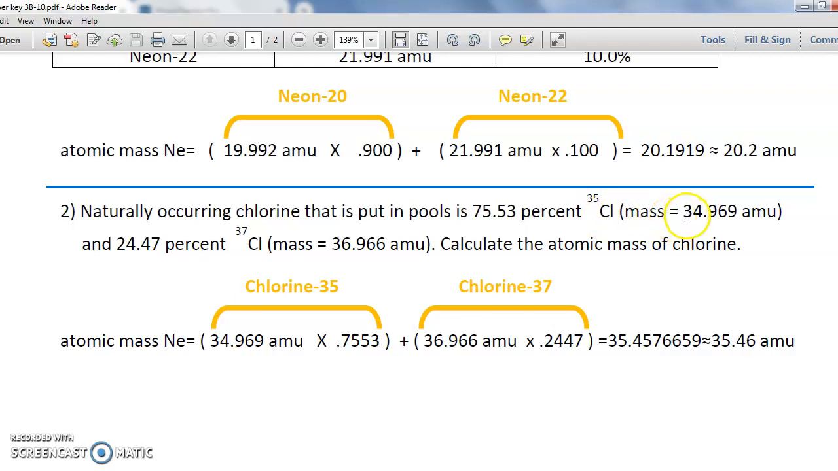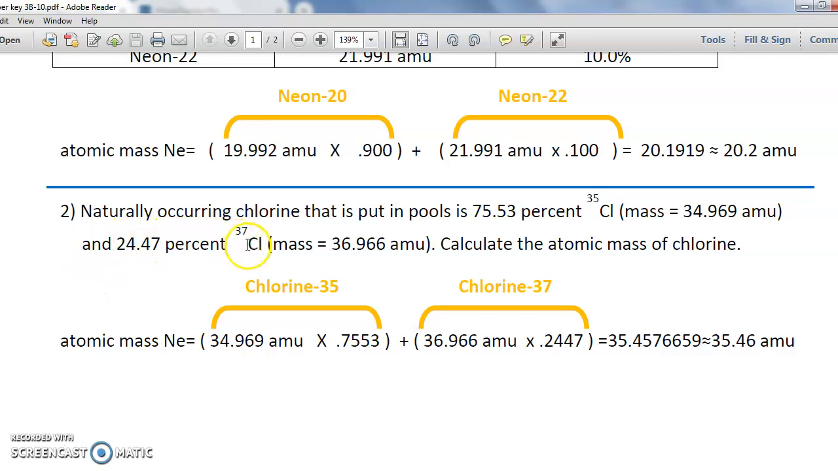The mass of chlorine 35 is 34.969. Again, less than the 35. But that's because some of the mass is converted to the energy to hold the nucleus together. The other isotope is chlorine 37.